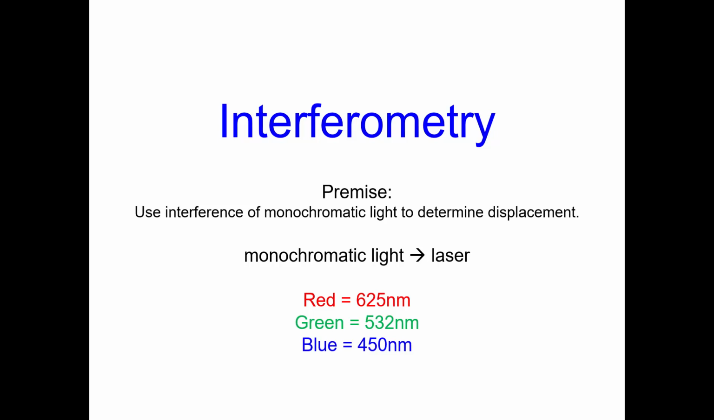The book doesn't really cover this too much and it's interesting, so I want to make sure I squeeze it in. The premise of this is that we use the interference of monochromatic light to determine displacement. By monochromatic light, I mean freaking lasers.